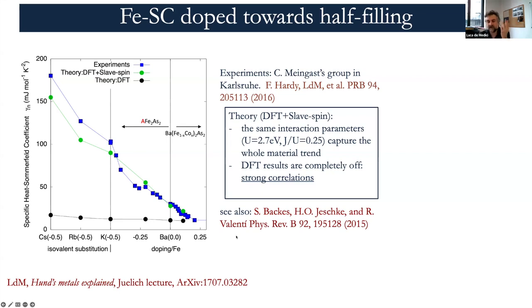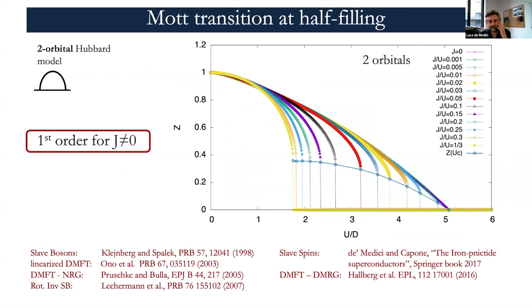So this really shows that approaching the Mott insulator at half filling, you have an increase of physics which is entirely due to the presence of Hund's coupling. So we studied this transition at half filling and the neighboring filling, the doped Mott insulator.